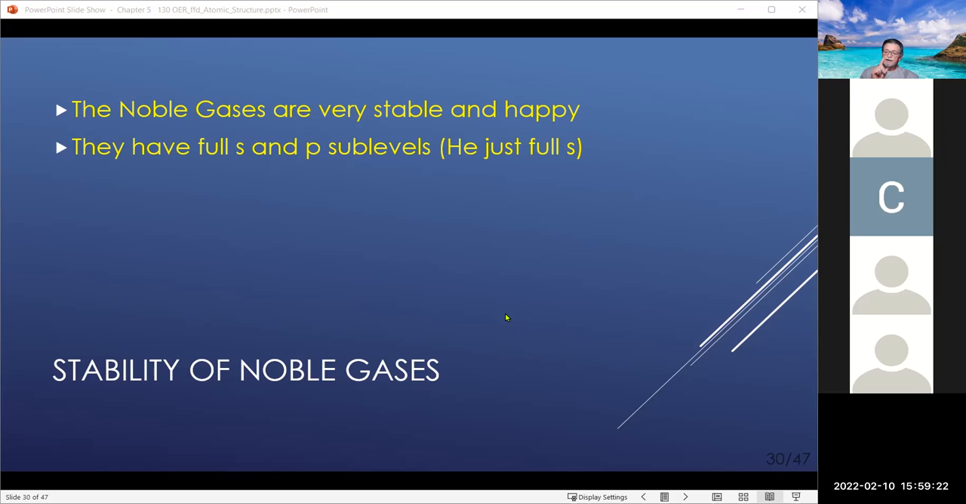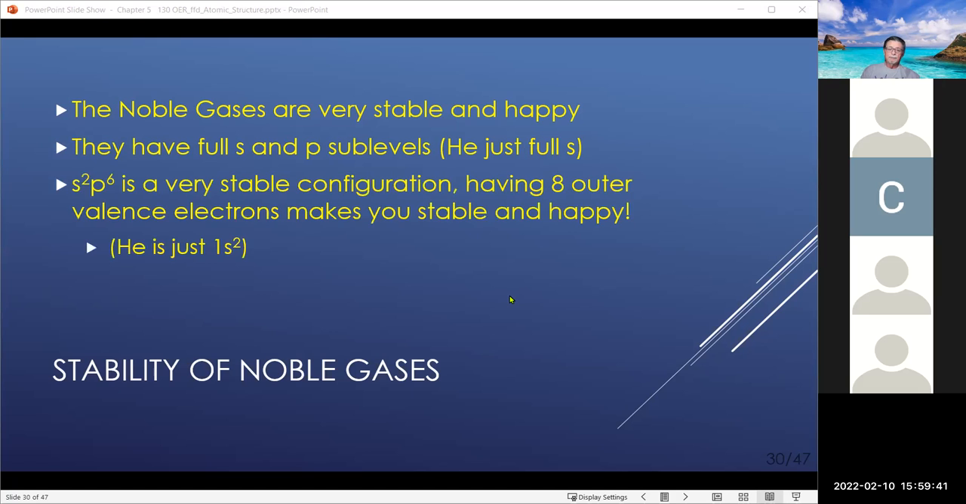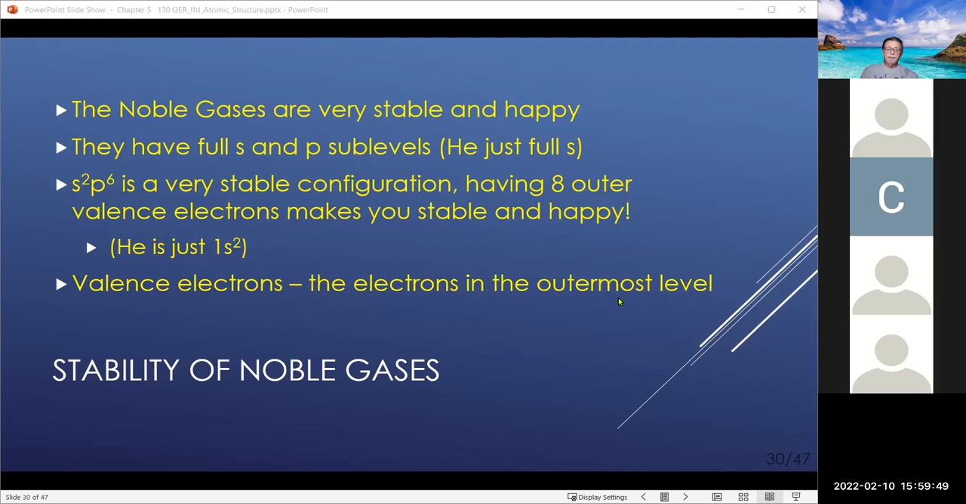With the exception of helium, in the top right, its magical number is 2 because it can't handle any more electrons than 2. Helium only has 2 electrons. So this magical 8 is called the octet rule, or the duet rule for helium and hydrogen. Here's helium. Its electron configuration is 1s2.